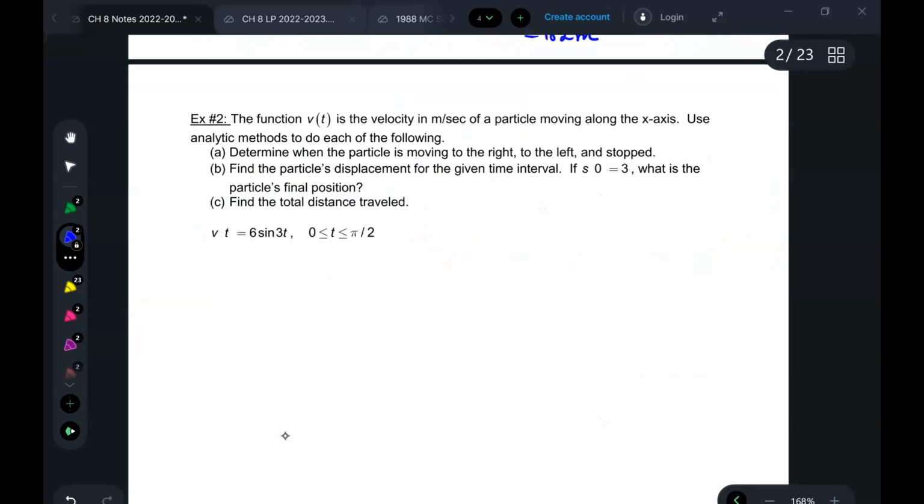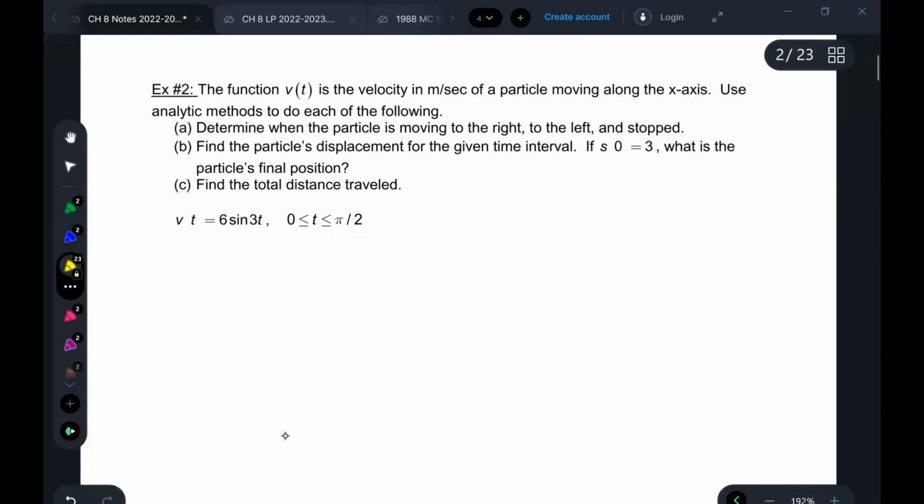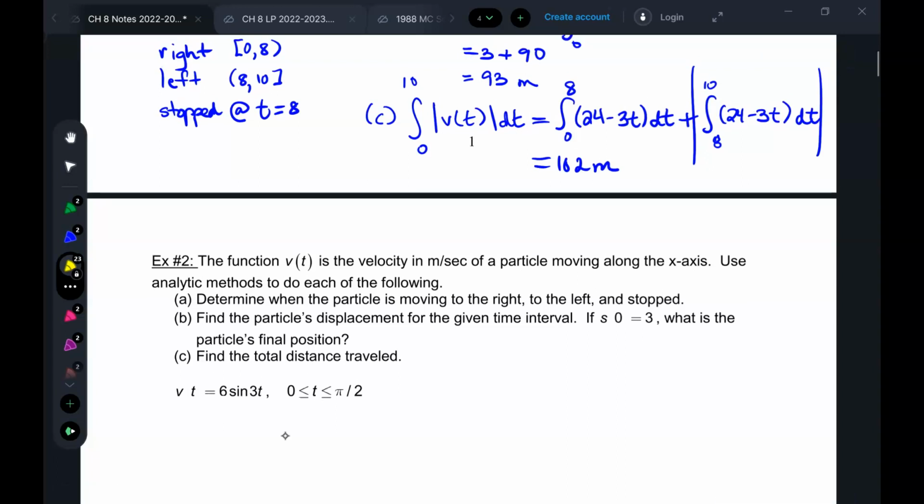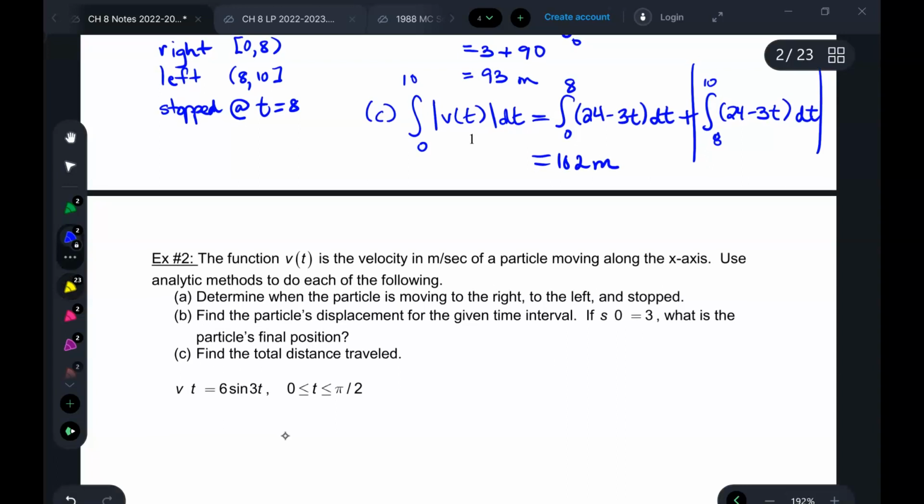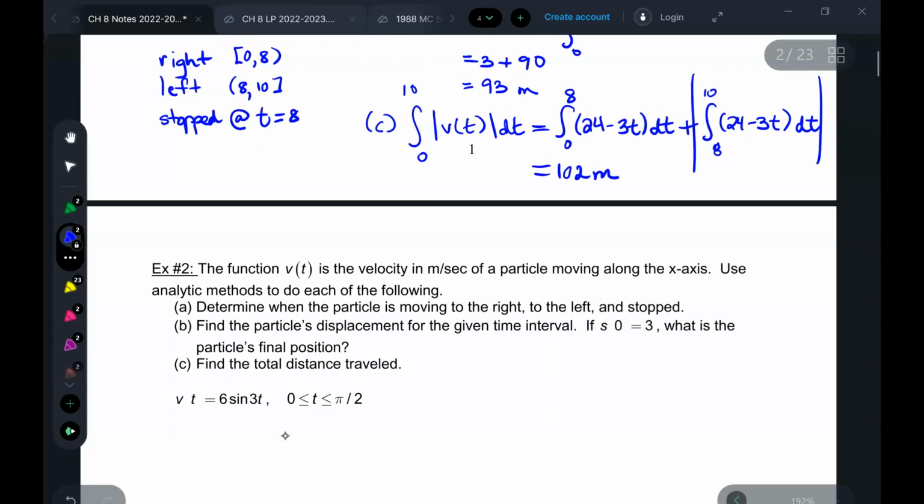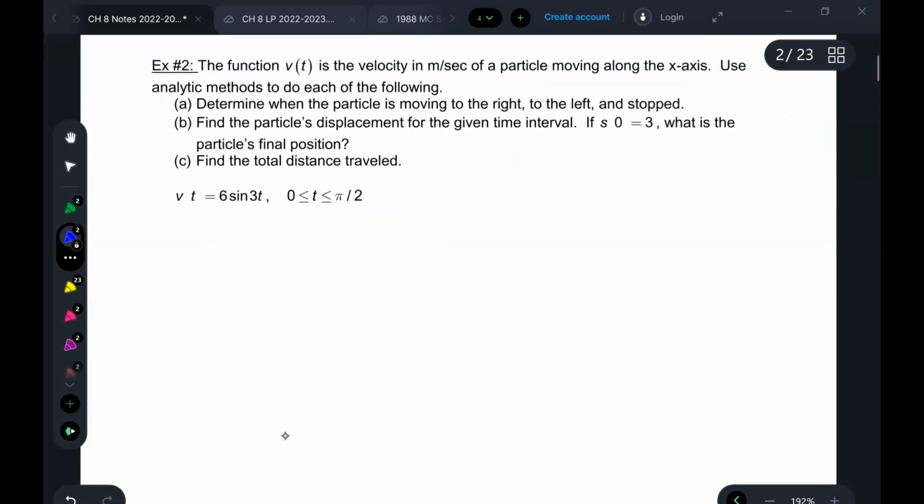Okay, let's try another one. Same thing, just different function. Oh yeah, 102 was the final answer. Oh, 102? 102, does that not look like a 0? Sorry. 102 meters. And we definitely want to include units there, because that was how far it traveled.